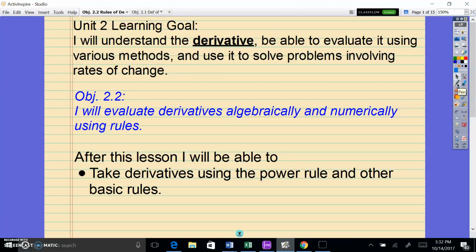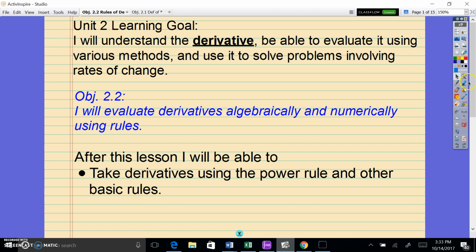We're moving on to the next kind of skill that you're going to need to learn to be successful in this unit. Our goal is still to understand the derivative and to be able to evaluate it. But so far we've been doing it the long way. After this lesson, you're going to learn how to evaluate derivatives algebraically and numerically using rules. Specifically for this lesson, though, we are going to learn about the power rule and other basic rules.